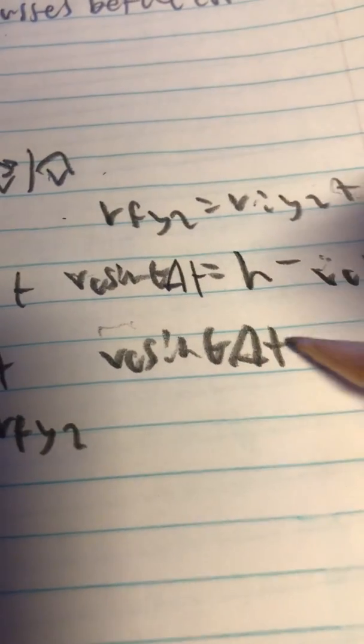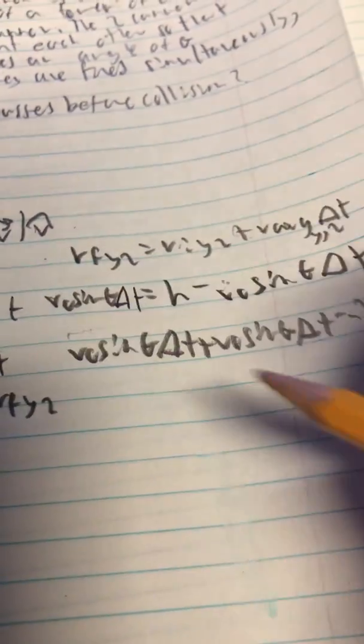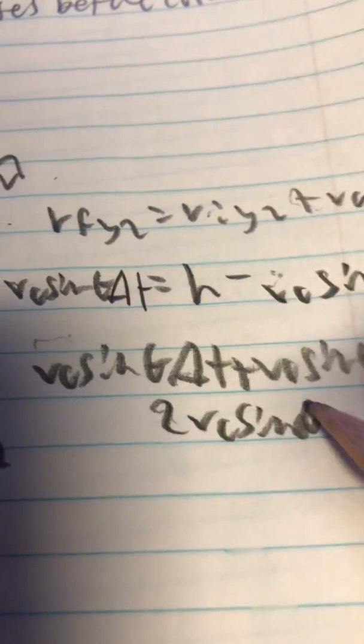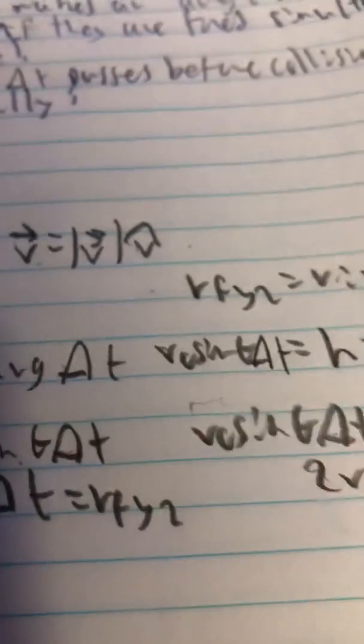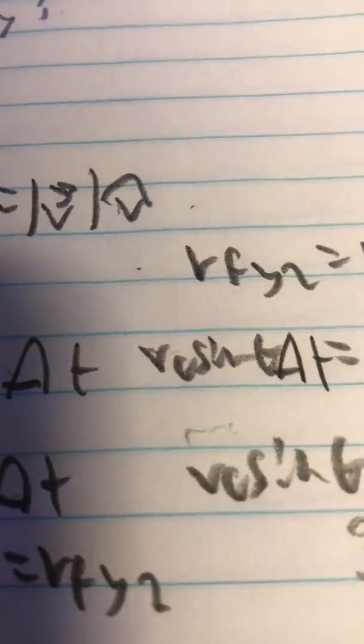Add v0 sine of theta delta t to both sides, and we get 2 v0 sine of theta delta t is equal to the height. So if we divide by 2 v0 sine of theta on both sides, we will get delta t, the time that it takes for the cannonballs to collide.